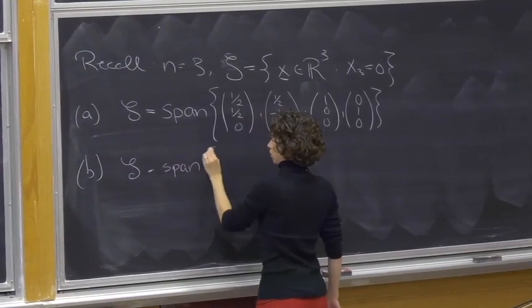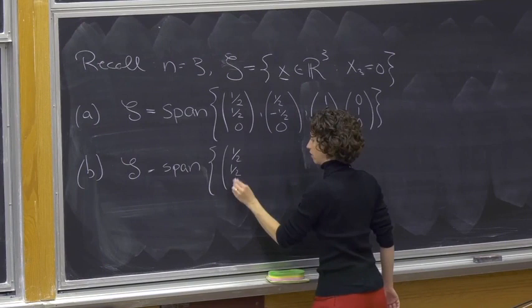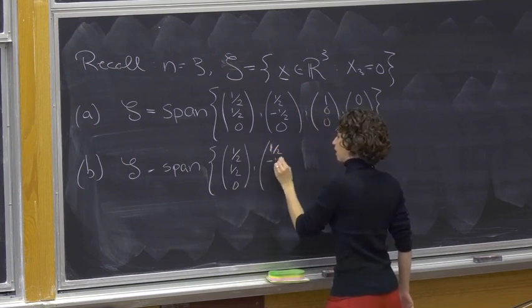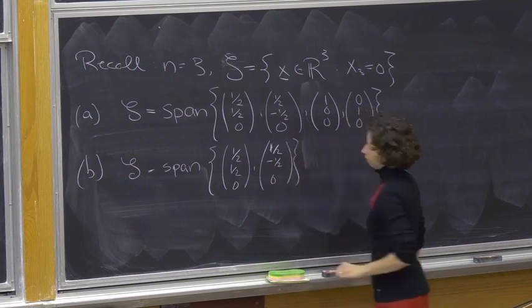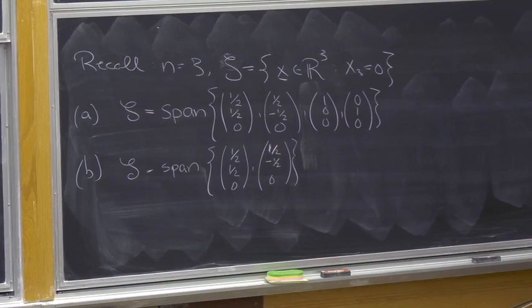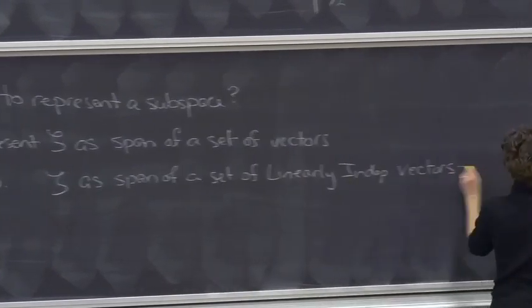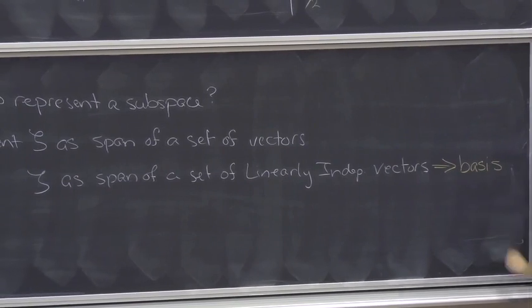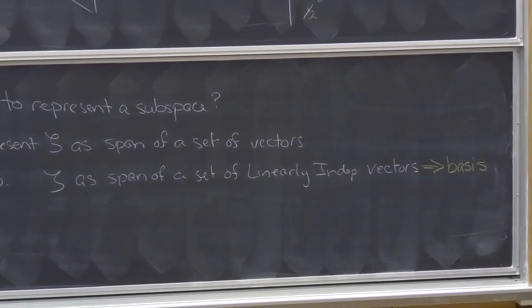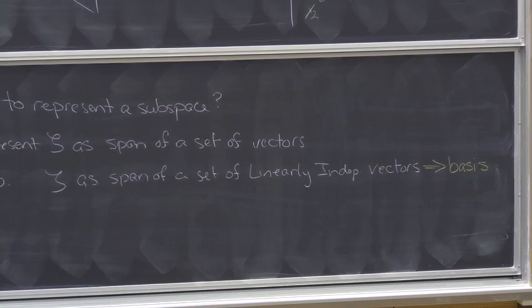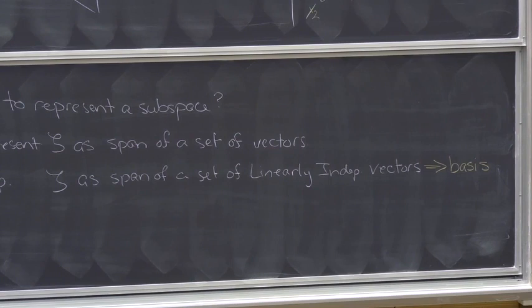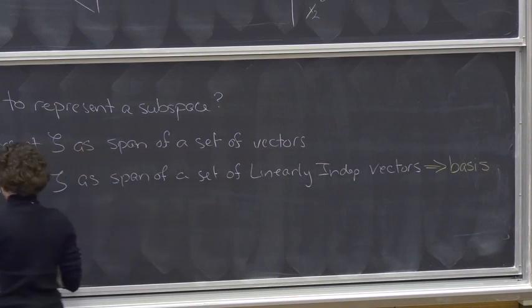And so, in this example, that would correspond, for instance, to the span of (1/2, 1/2, 0) and (1/2, -1/2, 0). Okay, so these are linearly independent. We no longer have overkill. And when we do this, this is called a basis. So any set of linearly independent vectors whose span is the subspace that we care about is called a basis for the subspace. There's lots of bases for the subspace. It's not unique, but for it to be a basis, the columns have to be linearly independent.